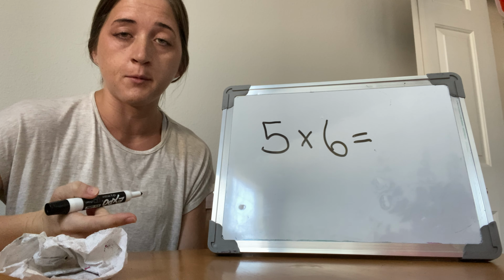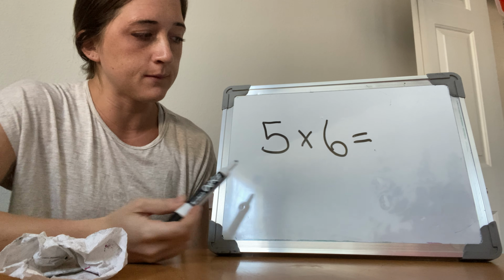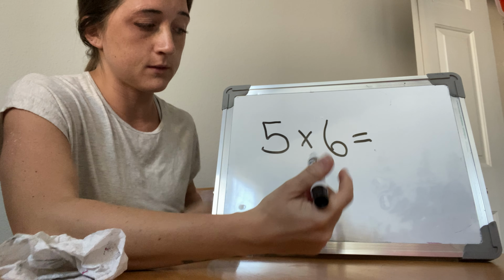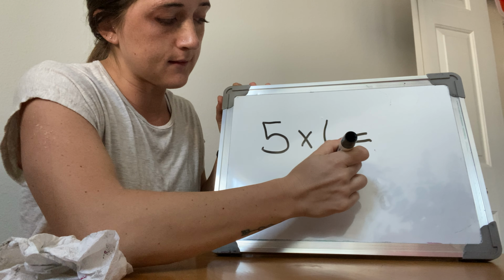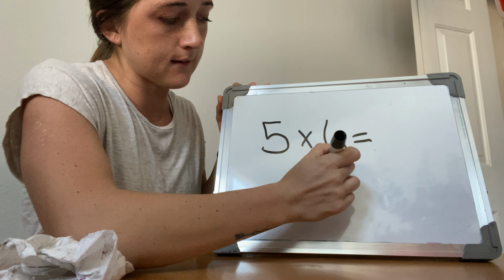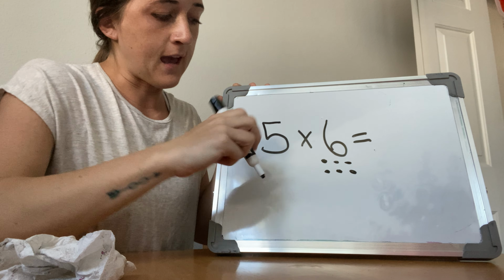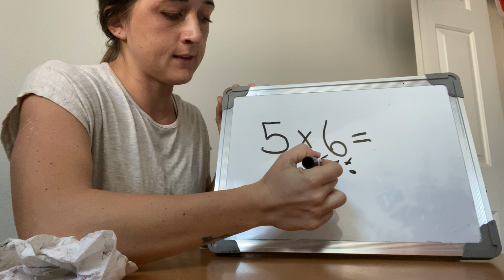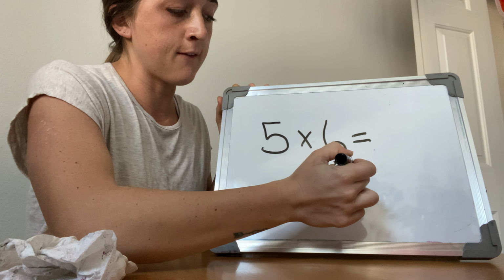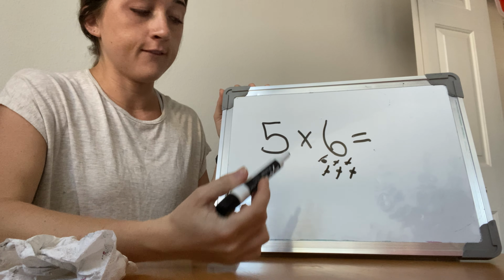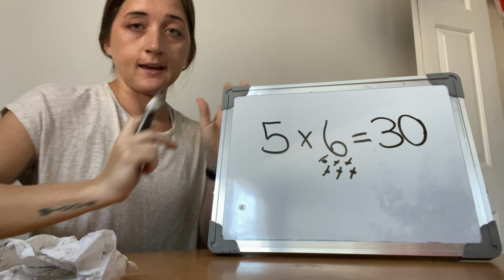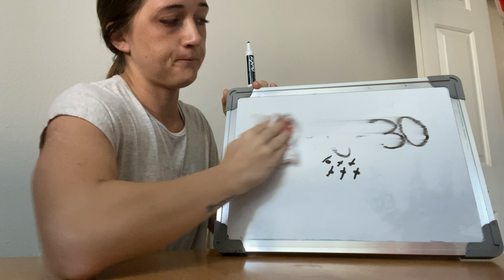Remember how we learned how to multiply. This problem tells us to count by 5 6 times. So I make my 6 dots underneath the 6. And I count by 5. 5, 10, 15, 20, 25, 30. Oh, 5 times 6 equals 30. Let's try one more.